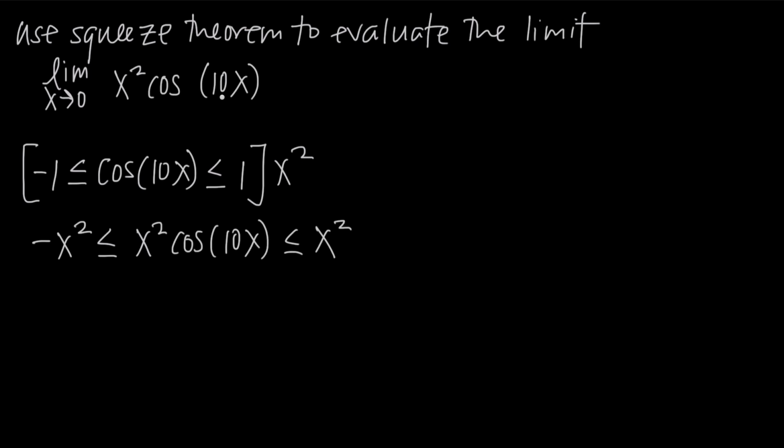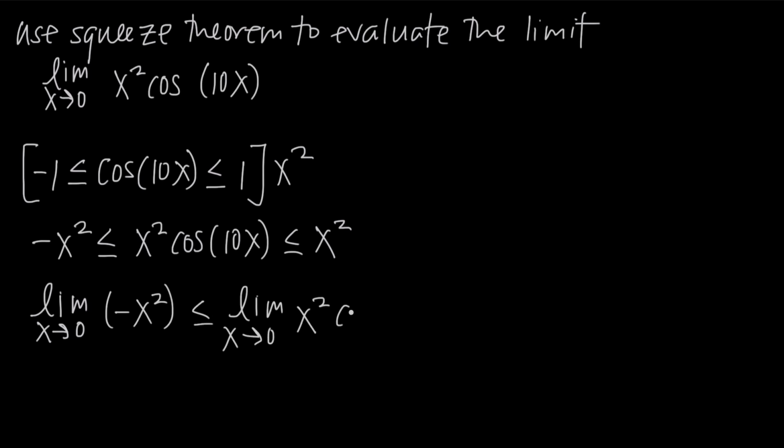Now we're closer to our original limit problem, but remember the thing we're trying to do is to take the limit of this function as x goes to 0. So what we want to do is take the limit of this middle part here as x goes to 0, but if we're going to take the limit of the middle of the inequality, we also have to take the limit of the left and right-hand sides. So we're going to apply the limit as x approaches 0 of the left-hand side, -x squared, less than or equal to the limit as x goes to 0 of the middle, x squared times cosine of 10x, and then we're going to apply the limit to the right-hand side, the limit as x goes to 0 of x squared.